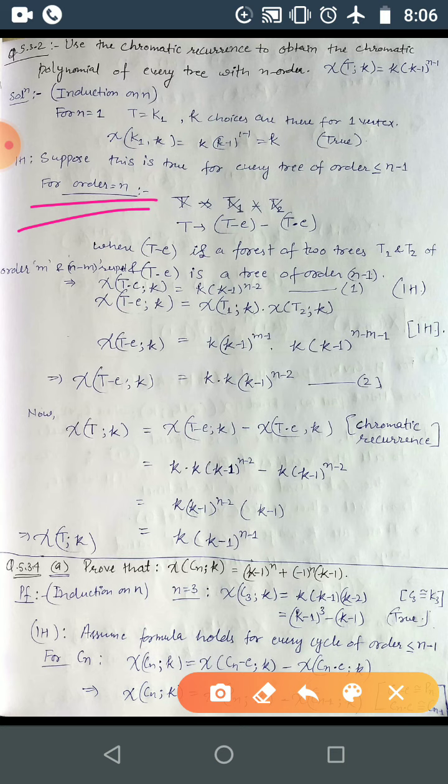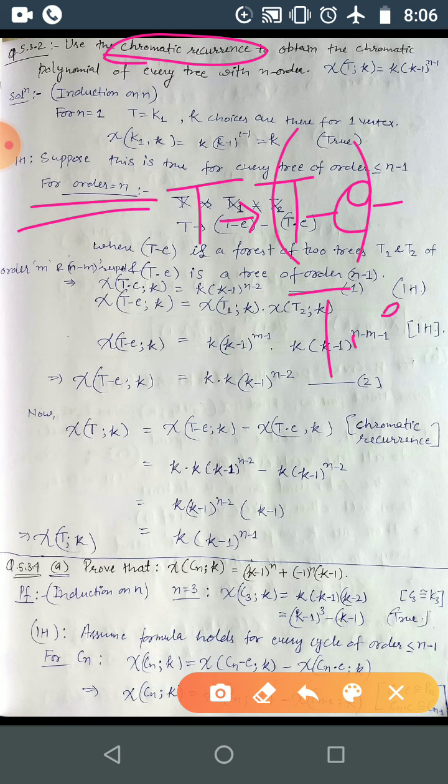So for order n you have some tree T of order n. By using the chromatic recurrence, what will you get? We will be writing T as T minus e, that is T excluded e, and T dot e, that is T contracted e. Correct. And T contracted e will be again a tree.